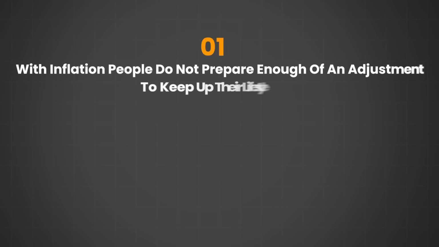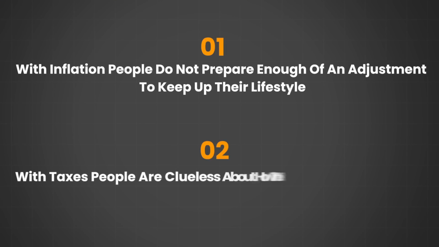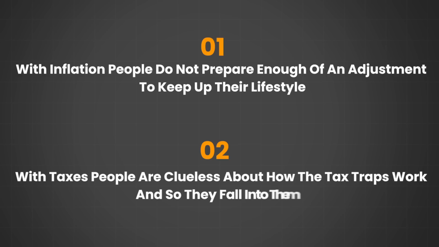The two most common mistakes that we see are, number one, with inflation, people don't prepare enough of an adjustment to keep up their lifestyle. And number two, with taxes, people are clueless about how the tax traps work, and so they fall into them. I'm talking about the tax trap caused by required minimum distributions when they turn 73 or 75, the tax trap of slipping into the Medicare IRMAA brackets, and the tax trap caused by phantom Social Security taxes. And when you get these estimates wrong in your retirement, it always means that you end up spending less.